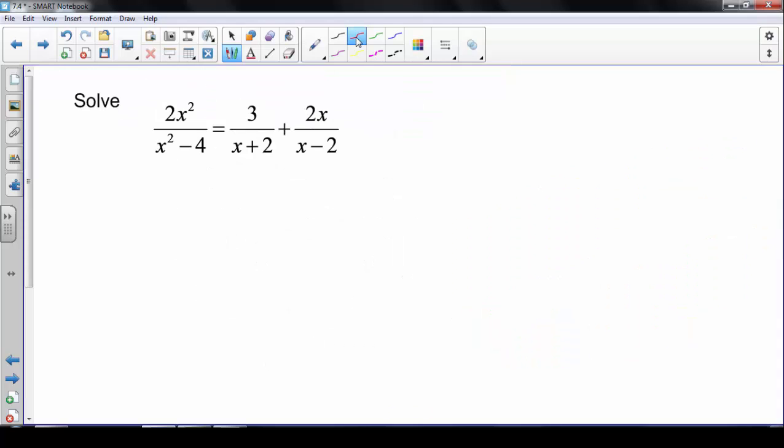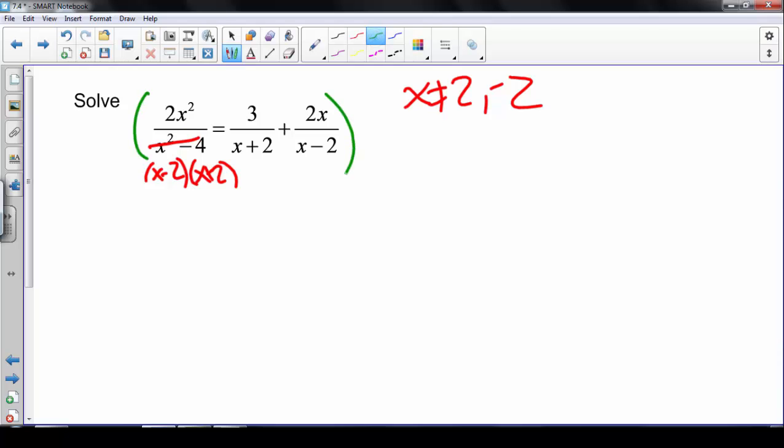Alright, for this one, notice once again we've got a difference of squares in our denominator. So we know that that's x minus 2, x plus 2. So once again, our x cannot be 2 or negative 2. For the same reason, either of these would make your denominator 0. And once again, common denominator would be x minus 2, x plus 2.